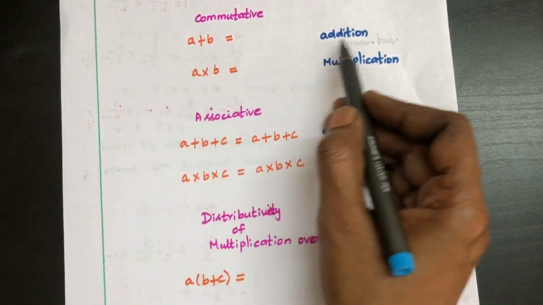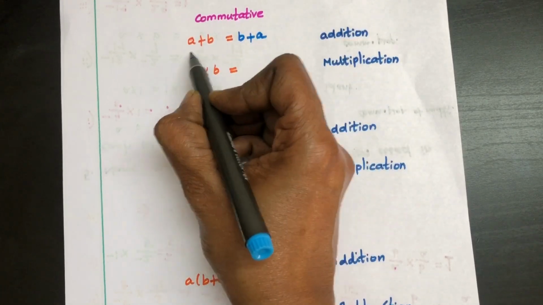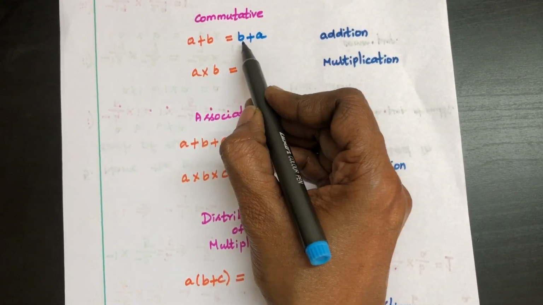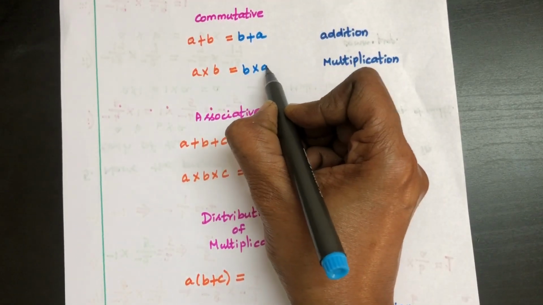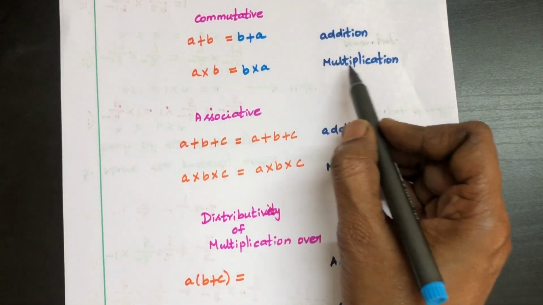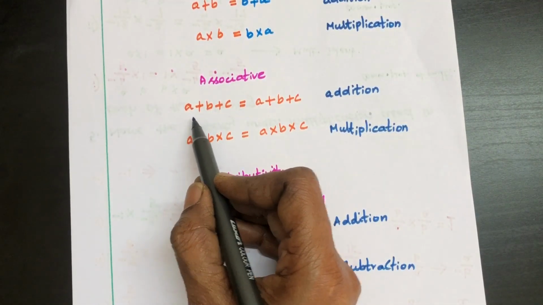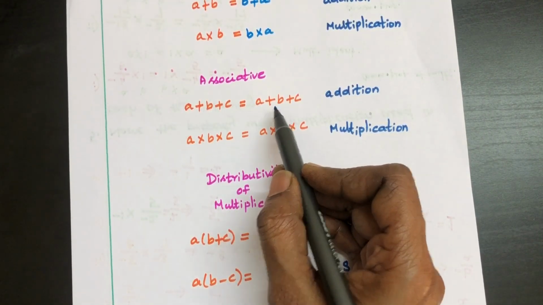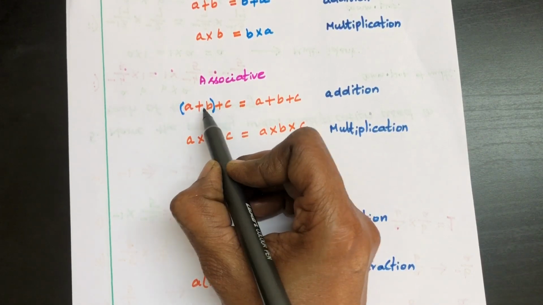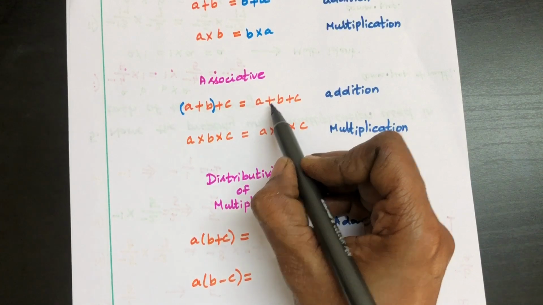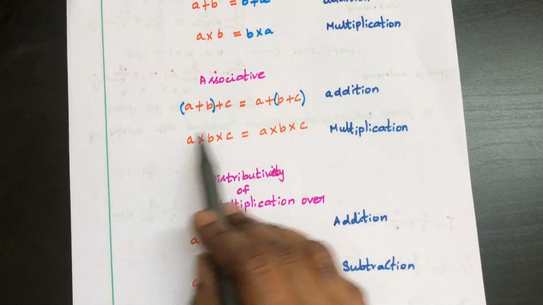Commutative property of addition is a plus b is equal to b plus a. That means addition is vice versa. Similarly, a into b is equal to b into a. This is the commutative property of multiplication. Similarly, the associative property for addition: see, three numbers, just addition on both sides. But the only thing is, a plus b plus c is equal to a plus b plus c, with the brackets swapped. That's all. No other thing.